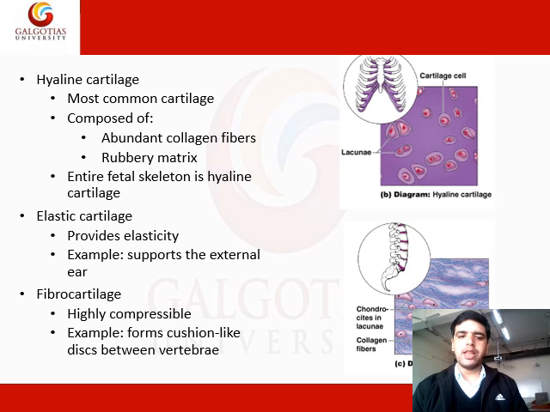The next type of cartilage is elastic cartilage, which provides elasticity. Examples include the support of the external ear. The third type of cartilage is fibrocartilage, which is highly compressible, and it forms the cushion-like discs between the vertebrae. So basically, fibrocartilage provides the cushioning effect within the bones.